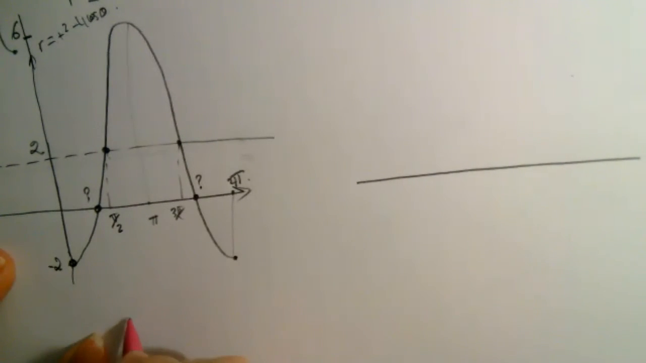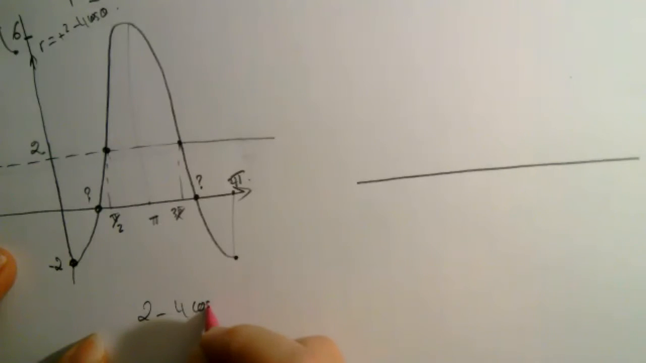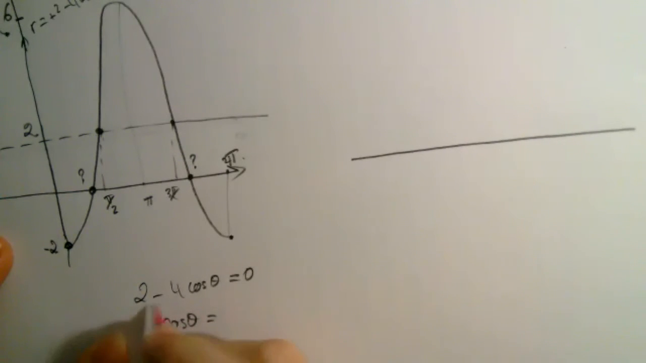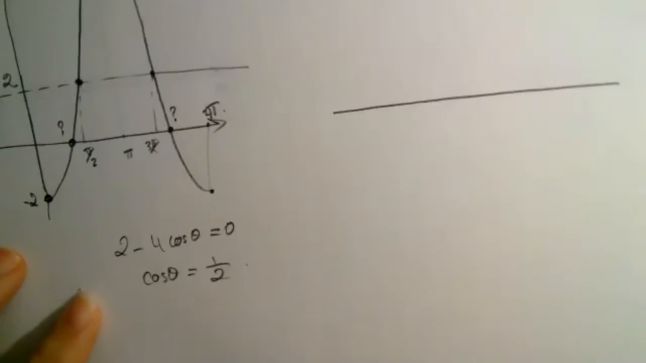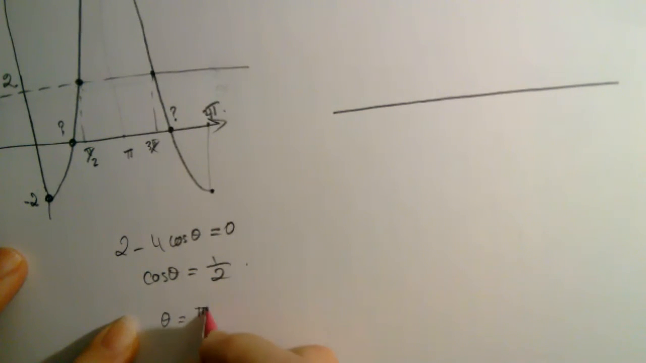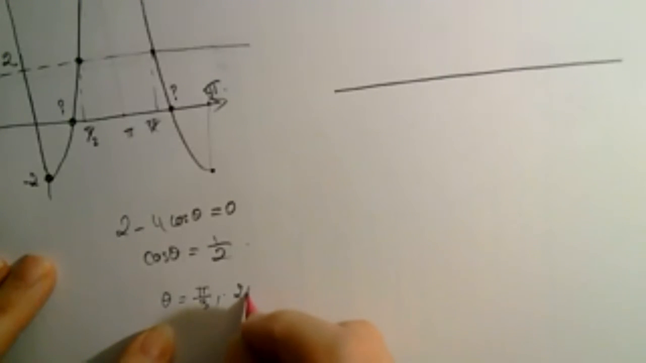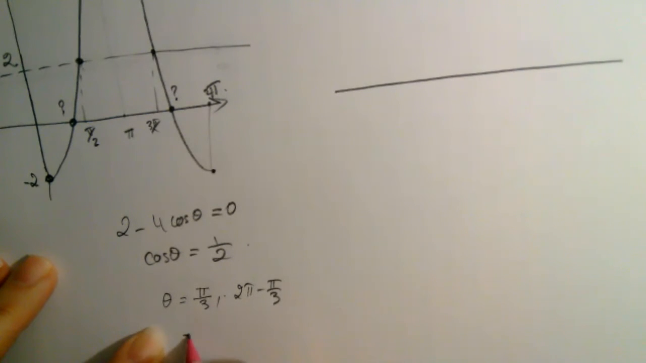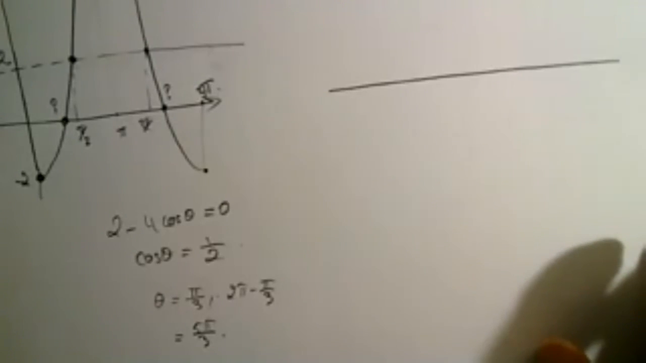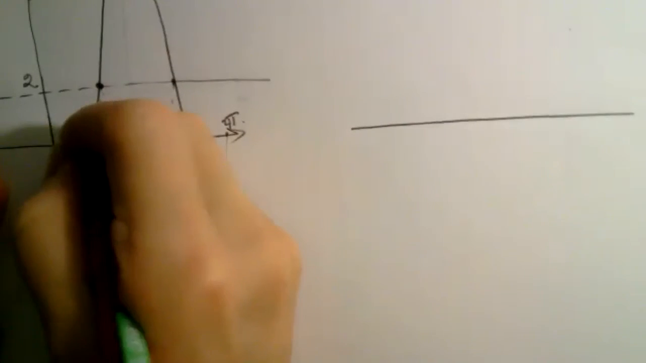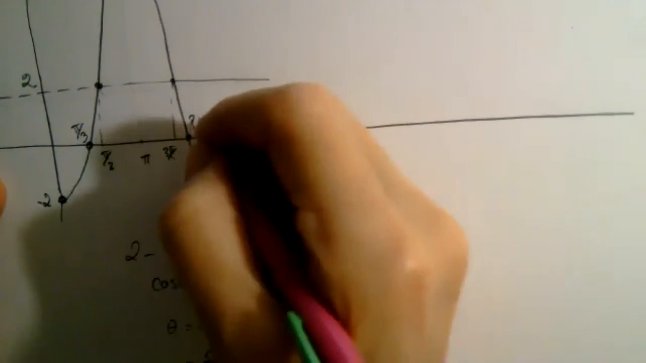And the only way is to set r equal to 0. That's my r equal to 0. So this would give me the cosine of theta is 2 over 4. It's a half. And that will give me two values of theta. One is the pi over 3. And the other one would be the 2 pi minus the pi over 3, which will give me 6 pi over 3 minus pi over 3, 5 pi over 3. So this point here, my first question mark became the pi over 3. And my second question mark is the 5 pi over 3.